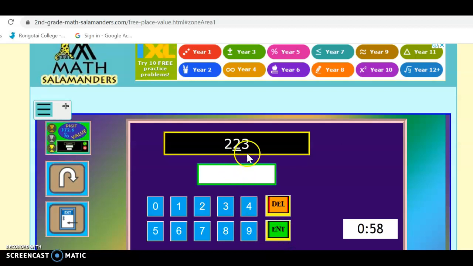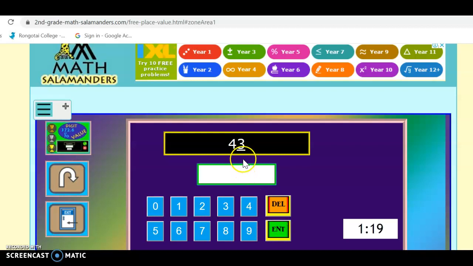Now 223, that 2 that's got a line under it, we know it's in the tens column, so it's not 2 ones, it actually means 2 tens. So 2 tens, what's the short way, the standard way to write 2 tens? 20. Push enter.